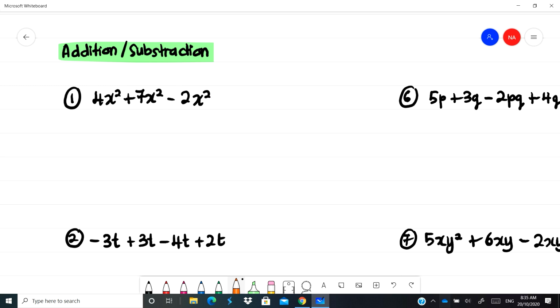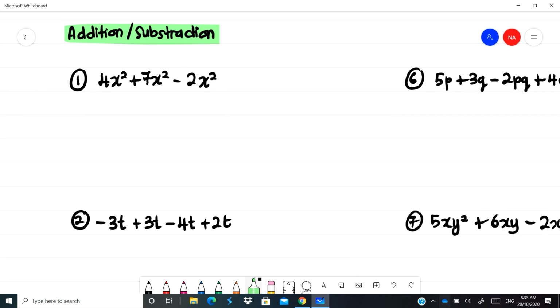Alright, so we have to check whether each term is like terms or unlike terms. If it is like terms, then we can add or subtract them. If it is unlike terms, we can't do any operation involving addition or subtraction. So let's go one by one.